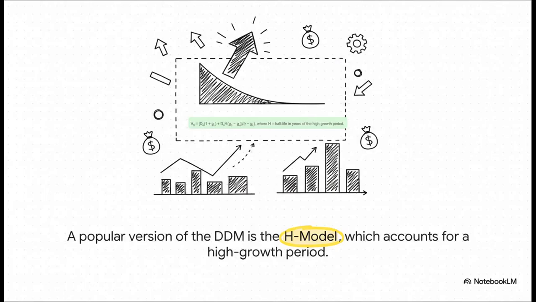Now, don't let this formula scare you. You don't need to memorize it. The point is to show how a simple idea can get way more sophisticated. This is the H model, and it's cool because it accounts for a company having a period of super fast growth that eventually slows down to normal. It's just a more realistic take, but the core idea is exactly the same.